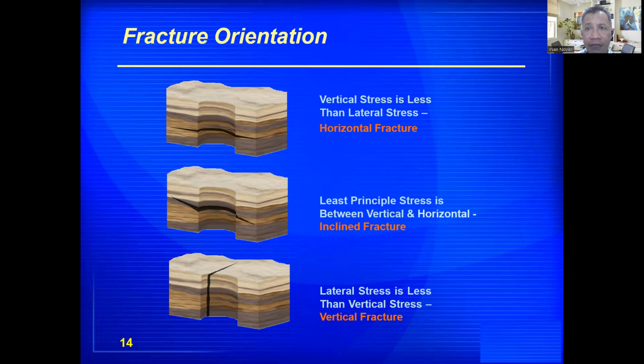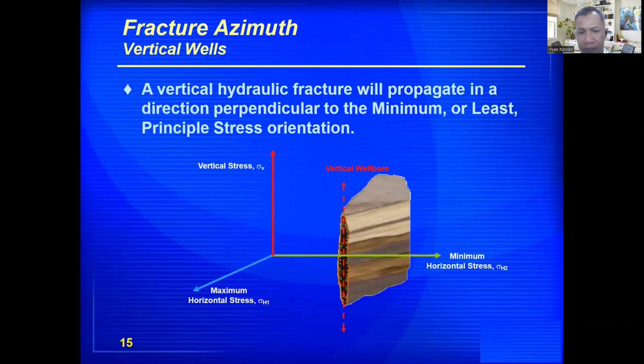And the greater that difference will depend on if that fracture is tilted 5 degrees, 55 degrees, or 85 degrees, but they actually twist. And then finally, when the lateral stress is less than vertical stress, which is the majority of what we see today in our hydraulic fracturing, you actually have a vertical fracture.